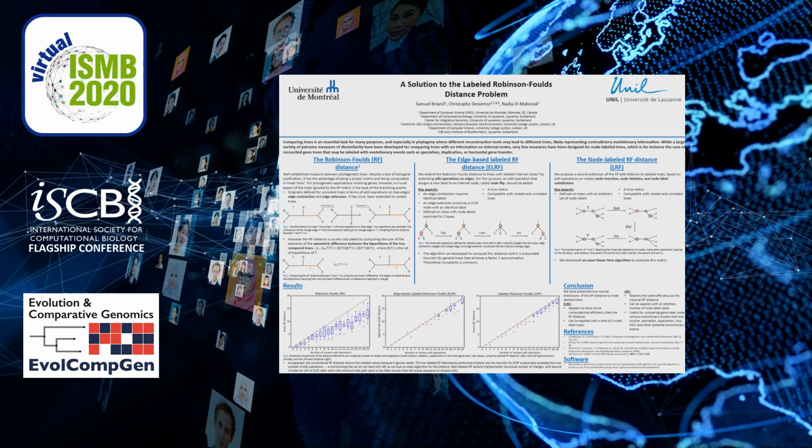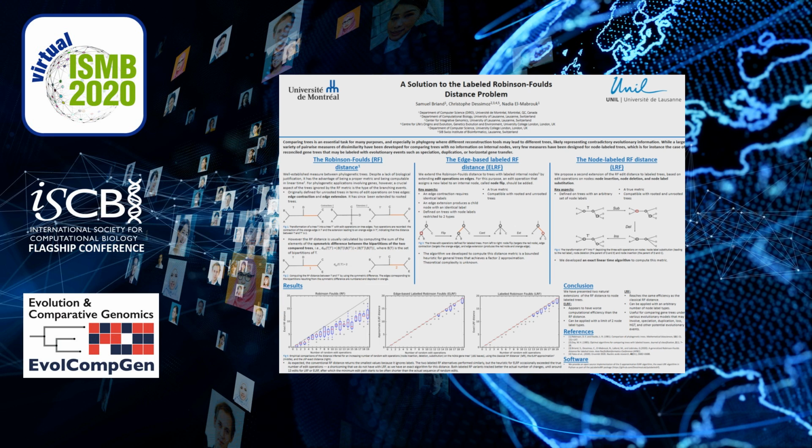Comparing trees is an essential task for many purposes, and especially in phylogeny where different reconstruction tools may lead to different trees, likely representing contradictory evolutionary information. While a large variety of pairwise measures of dissimilarity have been developed for comparing trees with no information on internal nodes, very few measures have been designed for node-labeled trees, which is for instance the case of reconciled gene trees that may be labeled with evolutionary events such as speciation, duplication, or horizontal gene transfer.